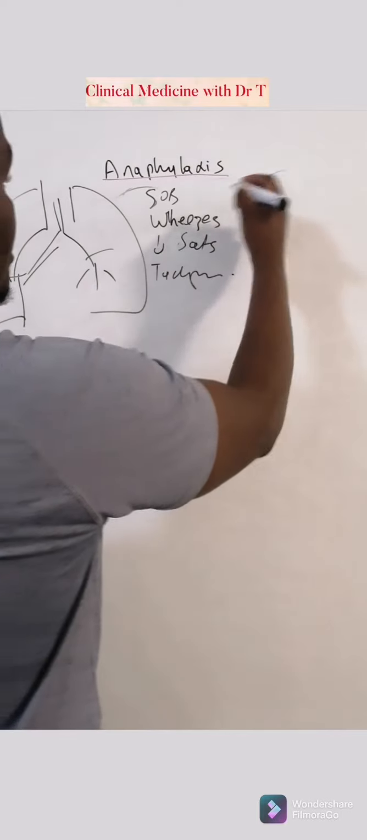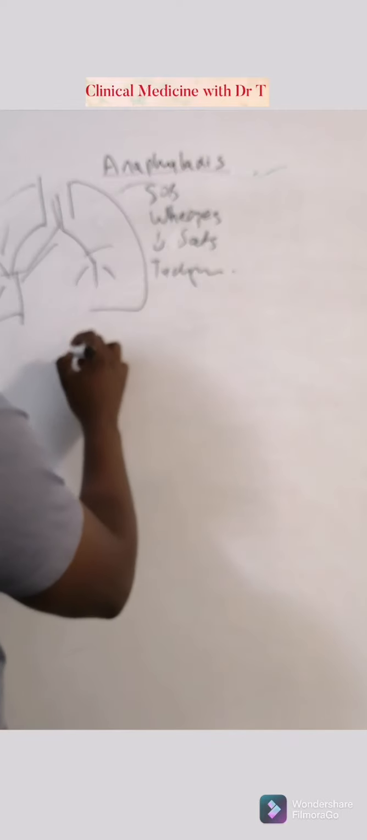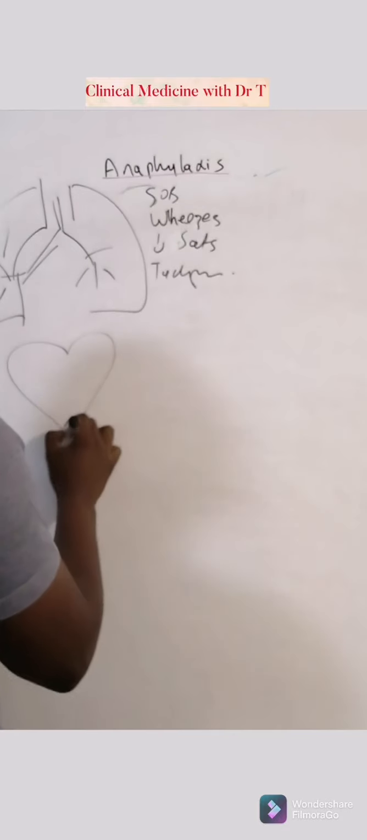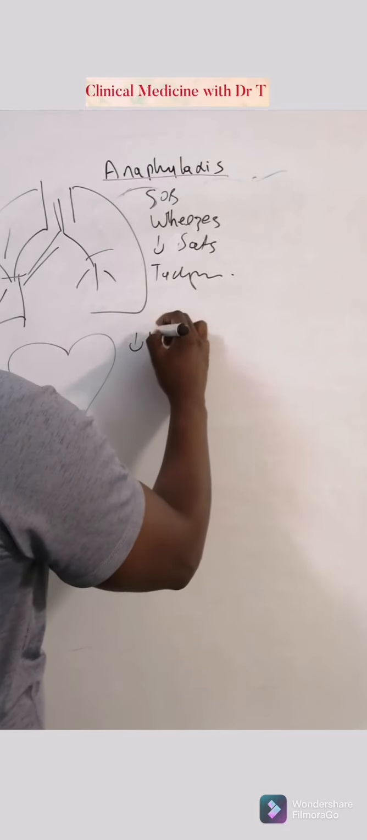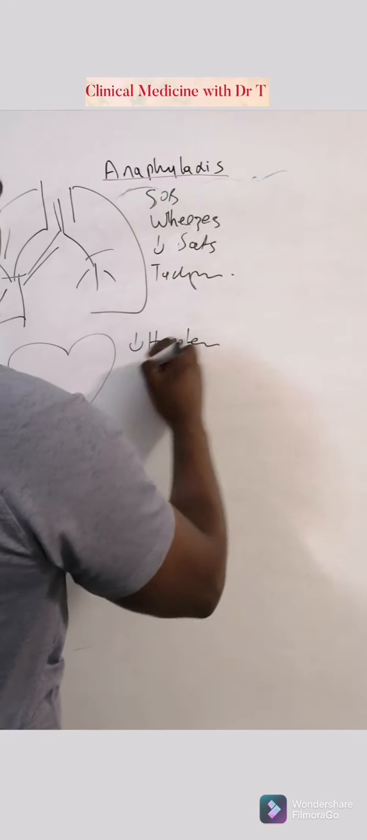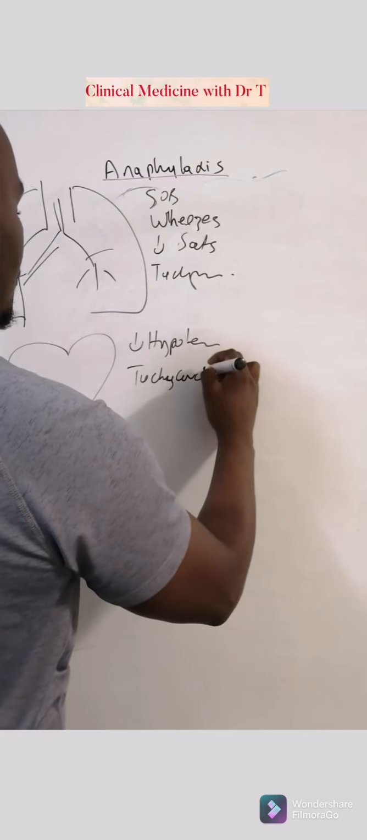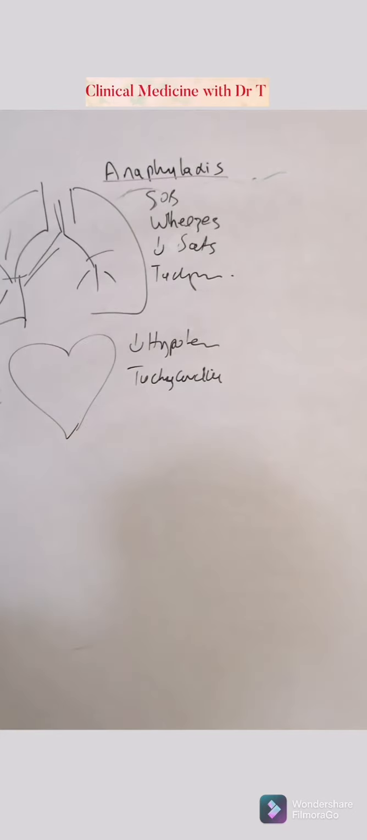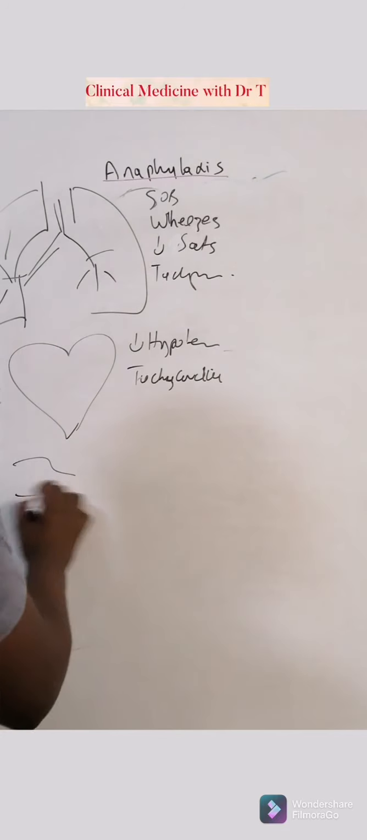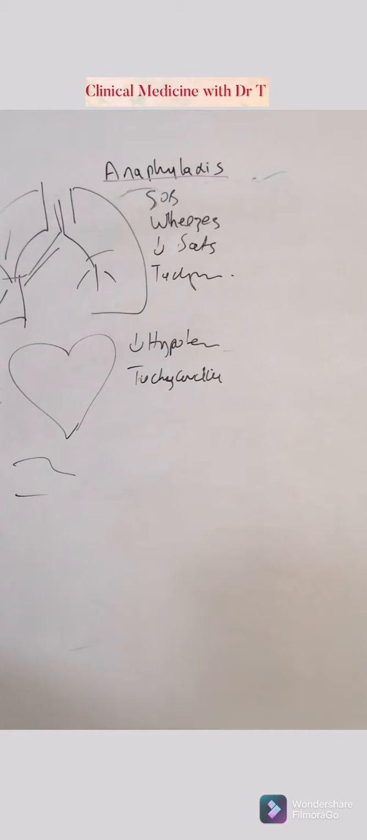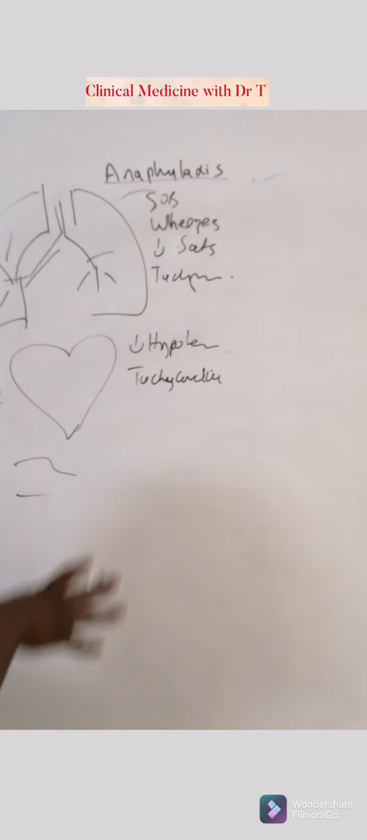So basically, this is our heart: hypotension, tachycardia. And this is due to the massive vasodilation that happens. Then we did speak about the skin, the cutaneous manifestations. The patient is not going to die from that, so I'm not going to talk about that. These are the most important ones.